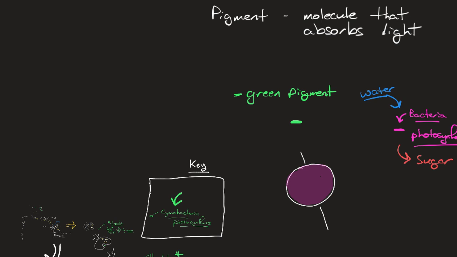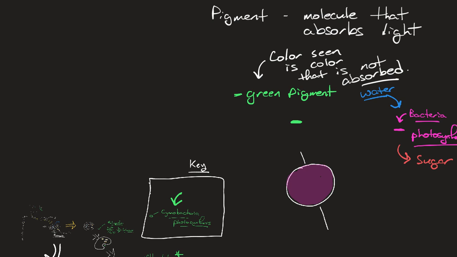Now this book bag is the color purple because it absorbs all colors except for purple. So a pigment absorbs light, and the light that it doesn't absorb is the color you see. All right, so in a green pigment, that's the light that's not being used.